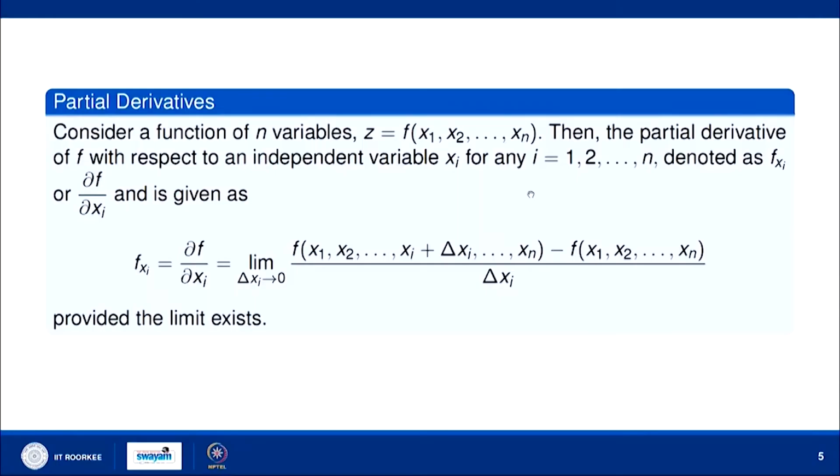Okay. Now, come to partial derivatives. How can we define partial derivatives? Here consider a function of n variables given by z equal to f of x1, x2, up to xn, and then the partial derivative of f with respect to xi is defined like this. So, let us understand what this means.